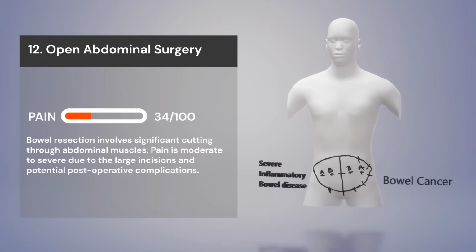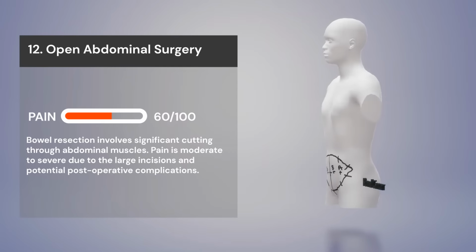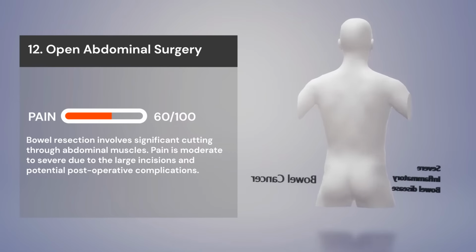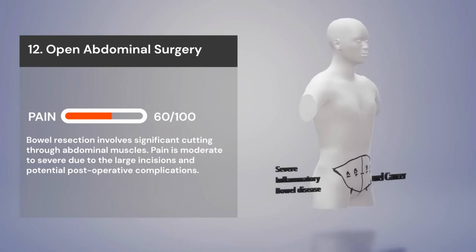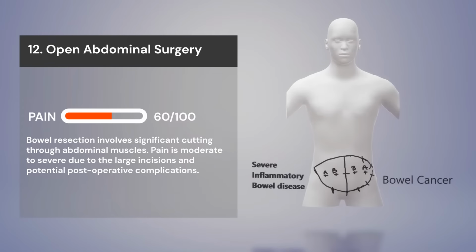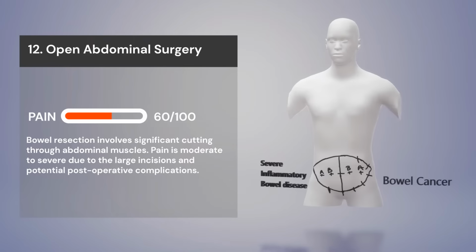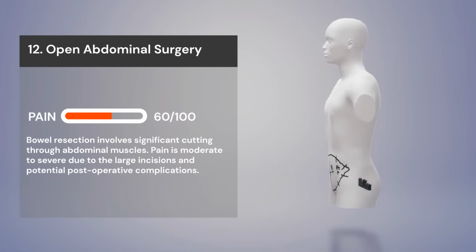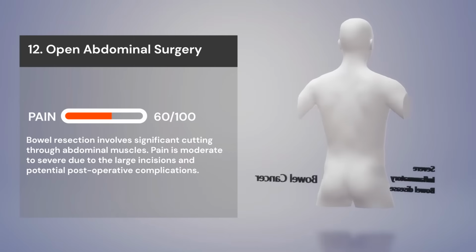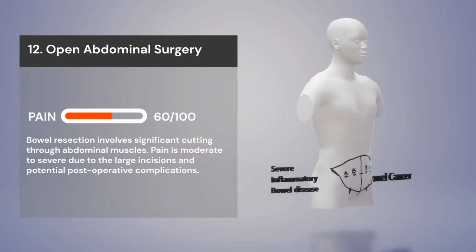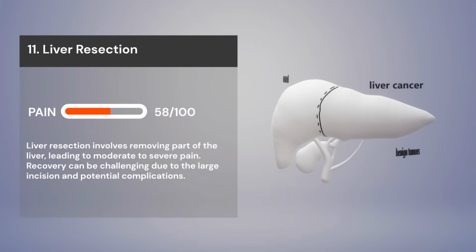Number 12. Open abdominal surgery. Open abdominal surgery, like bowel resection, involves significant cutting through abdominal muscles to remove diseased portions of the bowel. While necessary for conditions like bowel cancer or severe inflammatory bowel disease, the pain levels can vary from moderate to severe.